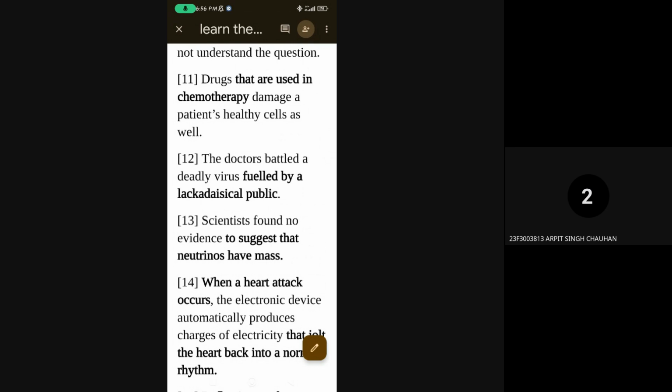Now, here again, in cases of adjectival clauses, some clauses may not have, like in the case of adverbial clause, a subordinating conjunction. This is an example of that. It directly goes to fueled by lackadaisical public. It doesn't say that is fueled by a lackadaisical public, like you saw in the previous case, right? There you had that are used in chemotherapy. 12th one doesn't have a subordinating conjunction. But even in the absence of the conjunction, the adjectival clause is very clearly defined, right? So keep that also in mind.